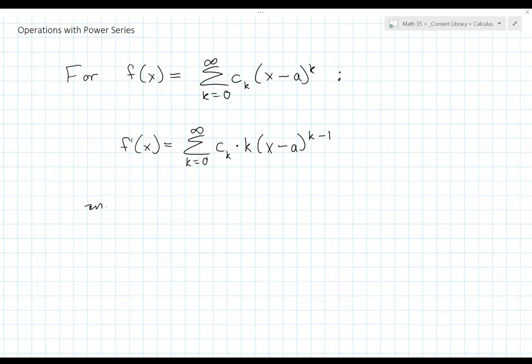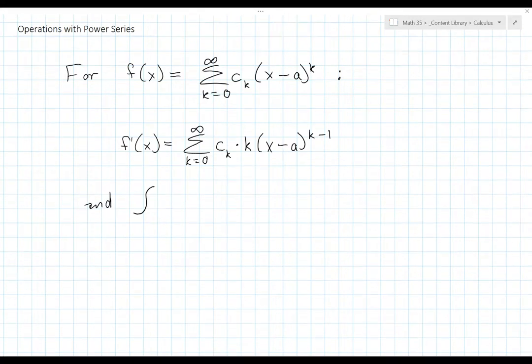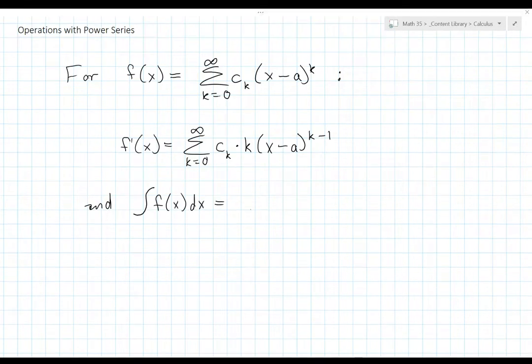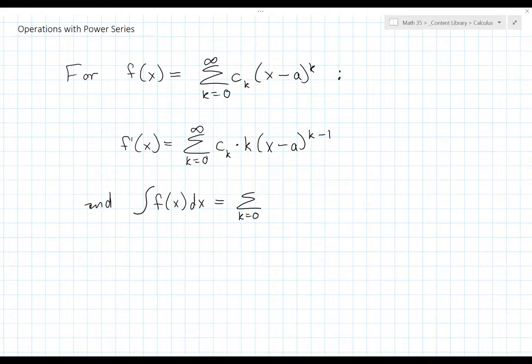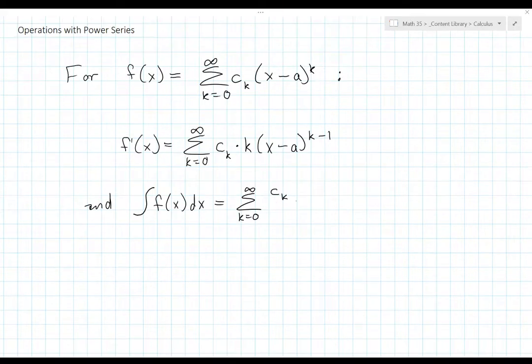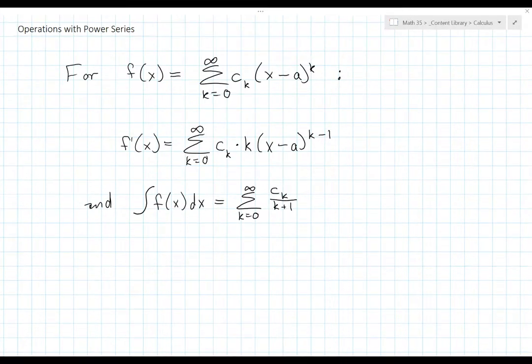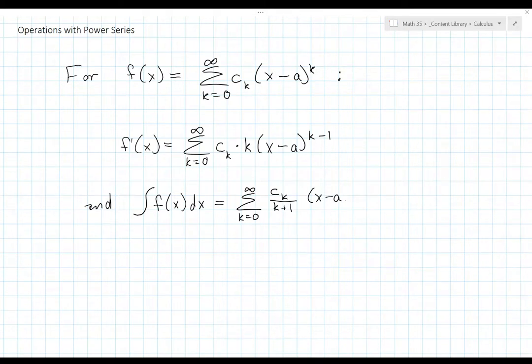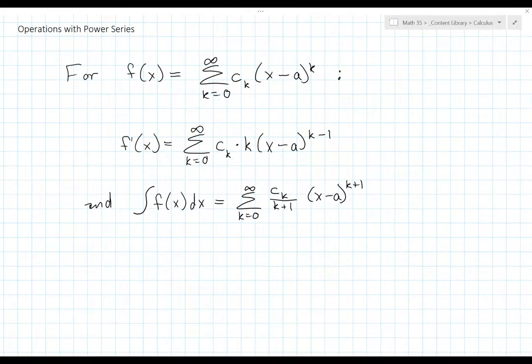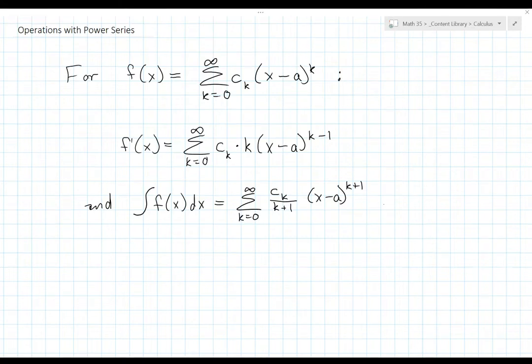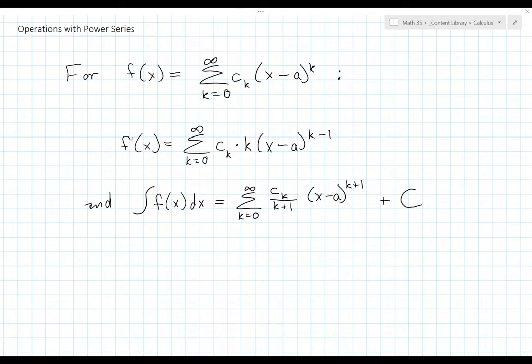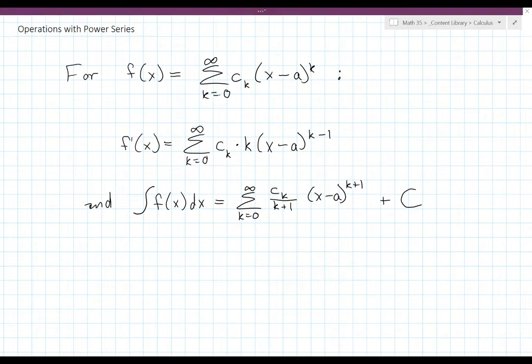And going the other way around, we've got the integral of f of x dx is going to basically be the sum from k equals 0 to infinity of some coefficient divided by k plus 1 times x minus a to the power of k plus 1. Now note that this will not contain a constant term, so we need some sort of constant because this is an integral, just like any other indefinite integral.